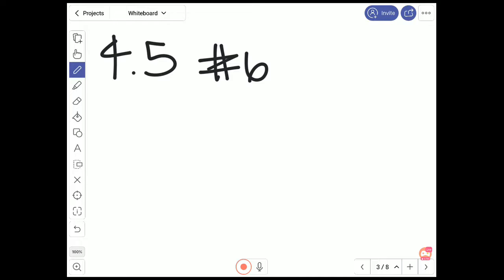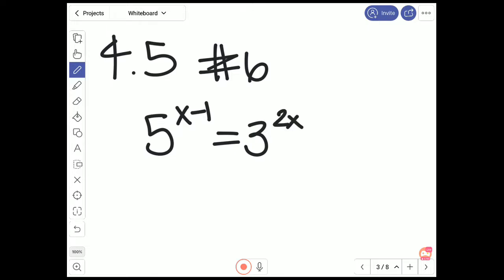The exact question that was asked about was, we have 5 to the x minus 1 equals 3 to the 2x power. And we're supposed to solve that for x. They did ask for us to round to the nearest thousandth. Now, there's a couple different ways you can do this, but the easiest way is to rewrite this as a log problem.